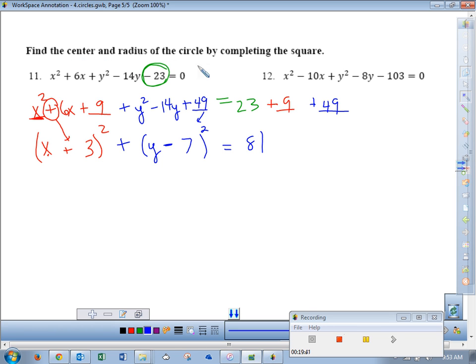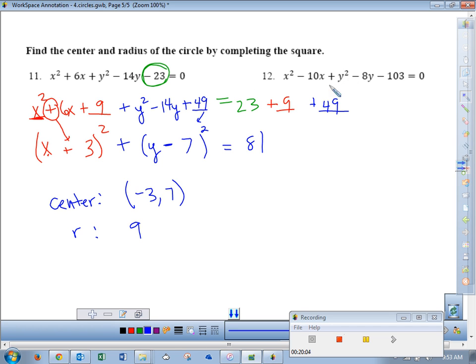But they ask us to identify the center and the radius. So you will need to tell me the center. Who is the center? Negative 3, 7. Right? And then the radius is 9. Awesome? So let's do one more of these.